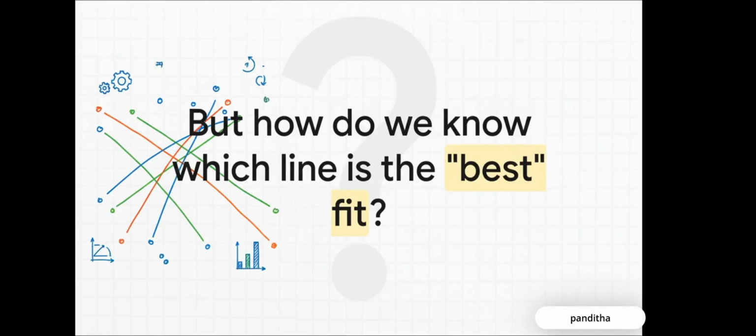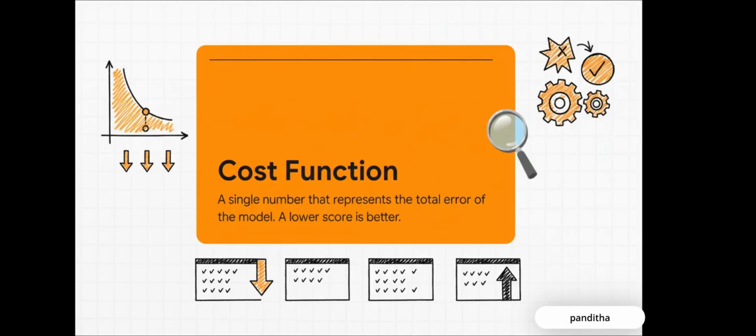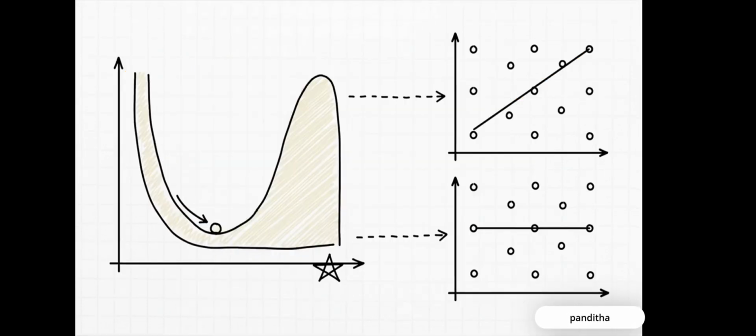You could draw a ton of different lines through these points, right? But which one's the best? Well, first, we gotta measure how wrong our line is. This little gap, that's what we call the error. To get one single score for the line's total wrongness, we use something called a cost function. So the goal is simple. Find the line that gives us the absolute lowest cost score possible.